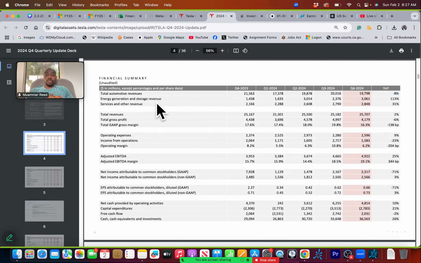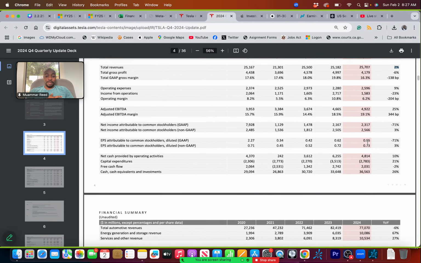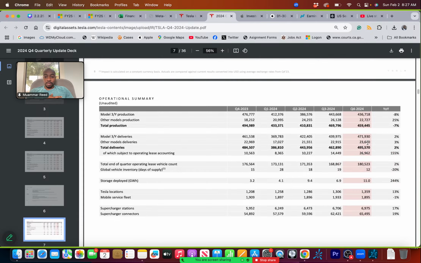The energy generation and storage revenue is going up, and I like that. But the car revenue is clearly their biggest vertical, and that's declining by 8%. So the biggest vertical is declining 8% year over year. These other segments don't seem like they're enough to keep pushing this. The total revenues were up 2%, likely because of the energy generation and services revenue going up. But I just don't like that from a car company standpoint. I think they had, where are the deliveries?